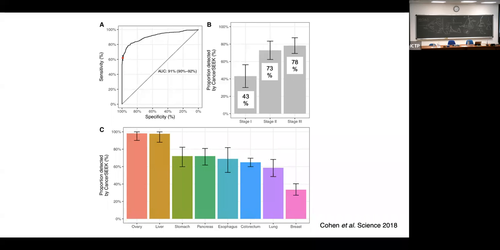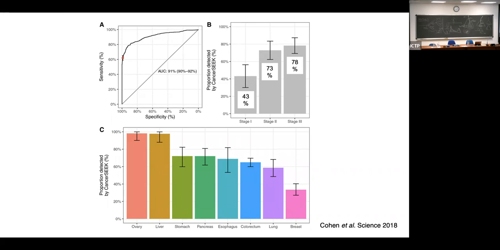Of course, it was a function of stage. Stage one are the hardest to find because they are the smallest and they shed less DNA in the blood. Stage two and three were much higher. But look at the performance. Sure, it's not perfect. For example, in breast, it's less than 50%. It's about 40%.